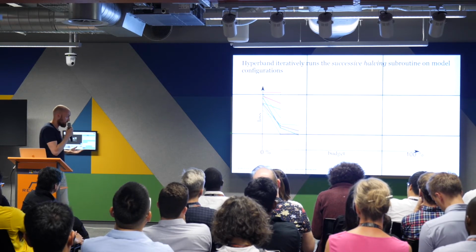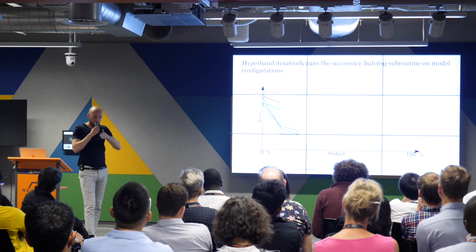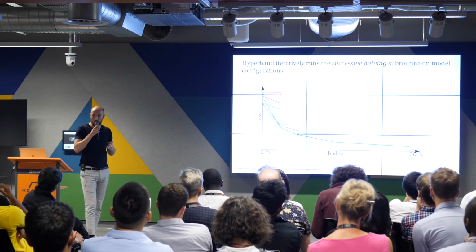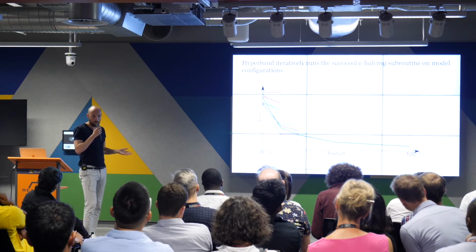That's what successive halving basically does. So sequentially, you have a total time budget, and at sequential points in time, you're looking at the models you have run and binning a fraction of the models that are performing the worst.